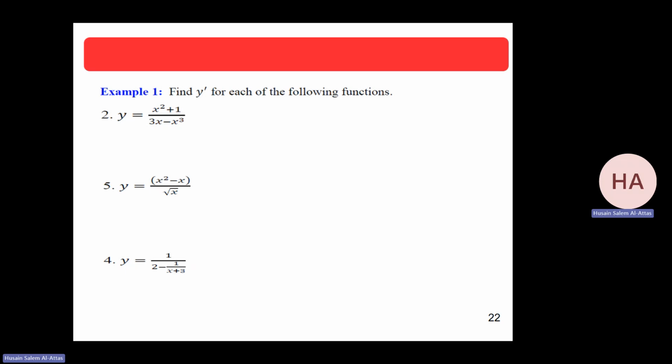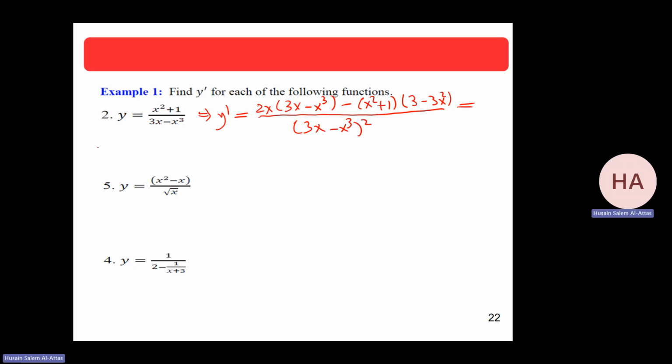x squared plus 1 over 3x minus x cubed. So this is f, and this is g. Let me do the derivative quickly. It will be y prime: the derivative of the numerator, 2x, times the denominator, minus the numerator times the derivative of the denominator, which is 3 minus 3x squared. The derivative of 3x is 3, the derivative of x cubed is 3x squared with the minus sign. Over this denominator, all squared.